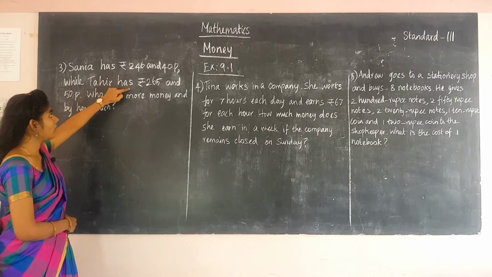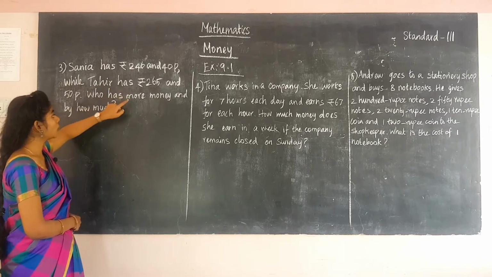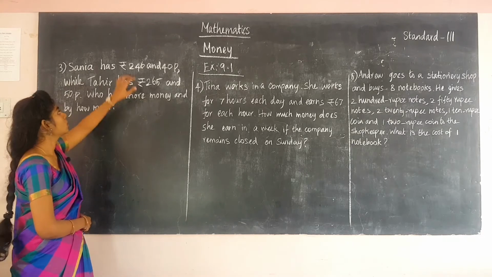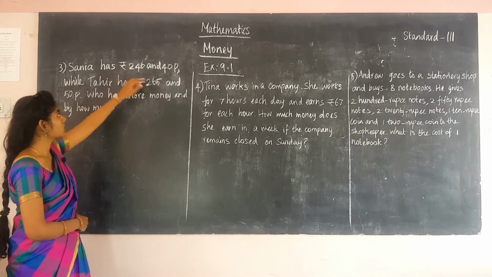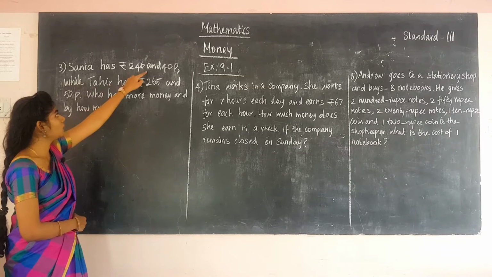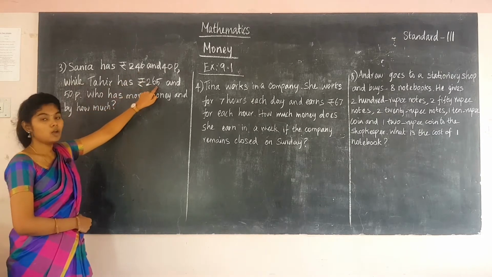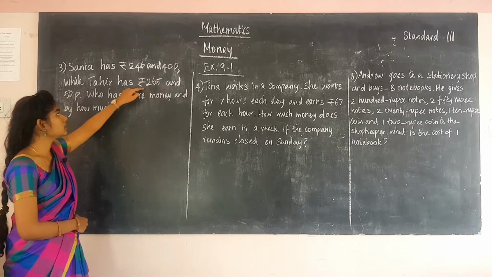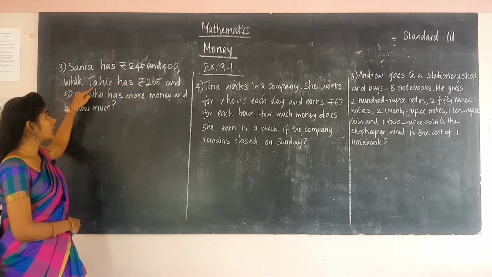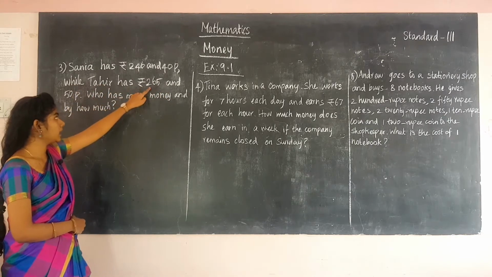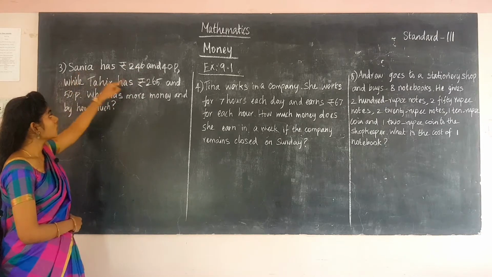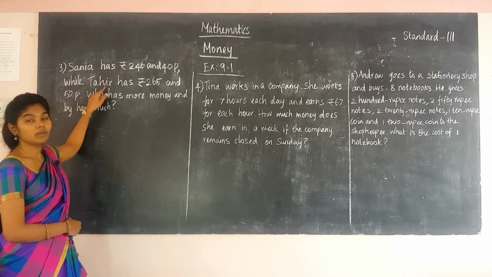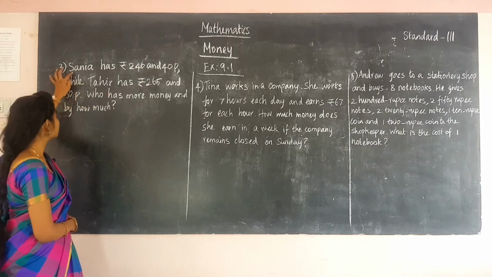So those two are having some amount and we are going to find who is having more money and by how much. First we have to compare these two numbers. Here first compare the rupees 246 and here 265. By comparing itself we will come to know that this number is greater. This amount is Tahir's. Tahir has more money than Sania. So here rupees 265 and 50 paise, Tahir is having more money than Sania.